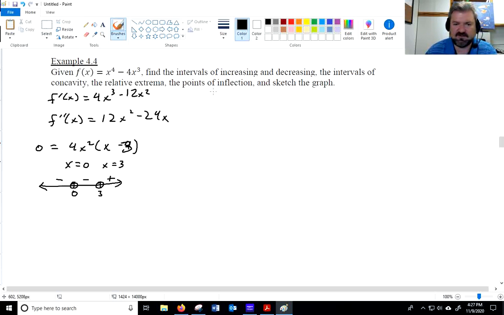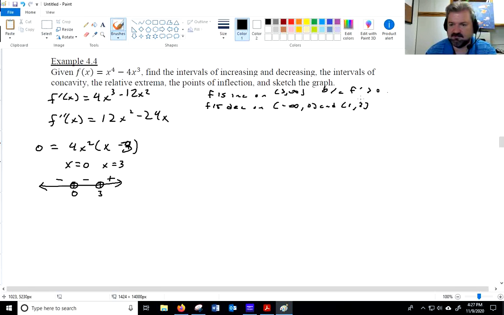So we can see that f is increasing on 3 to infinity because f prime is greater than 0. F is decreasing on negative infinity to 0 and 0 to 3 because f prime is less than 0. All right, let's take a look at the second derivative. Let's find out what my intervals of concavity are.